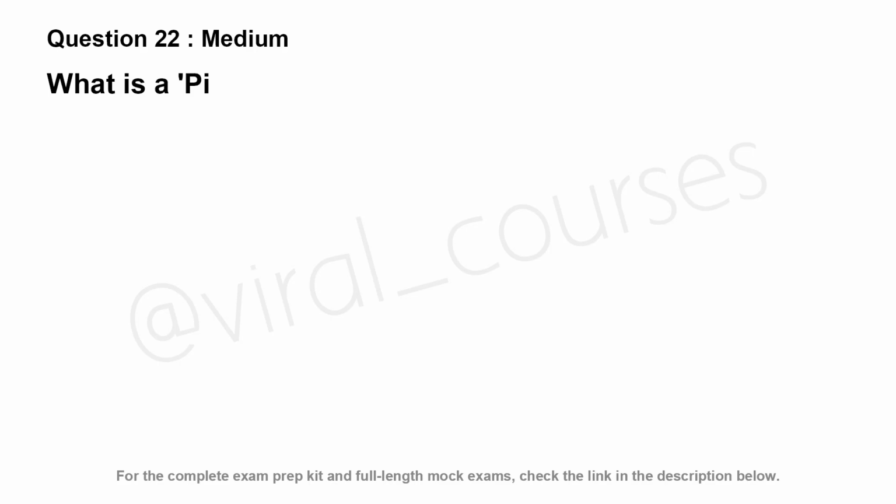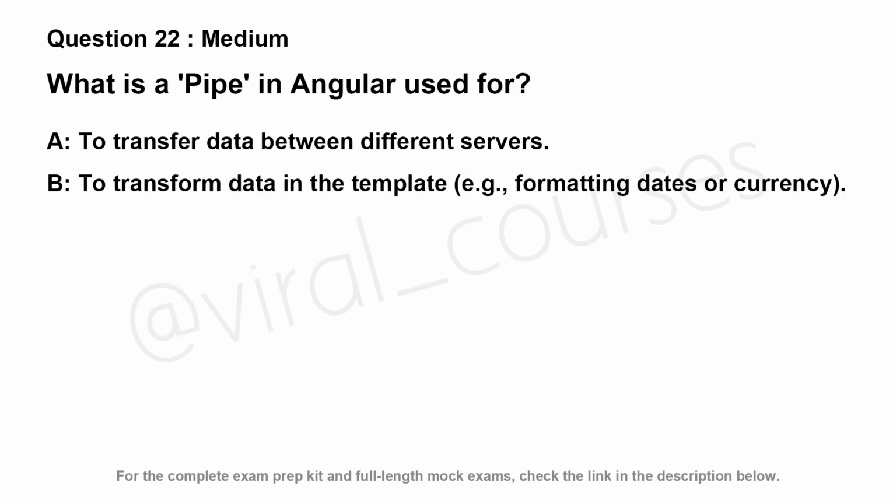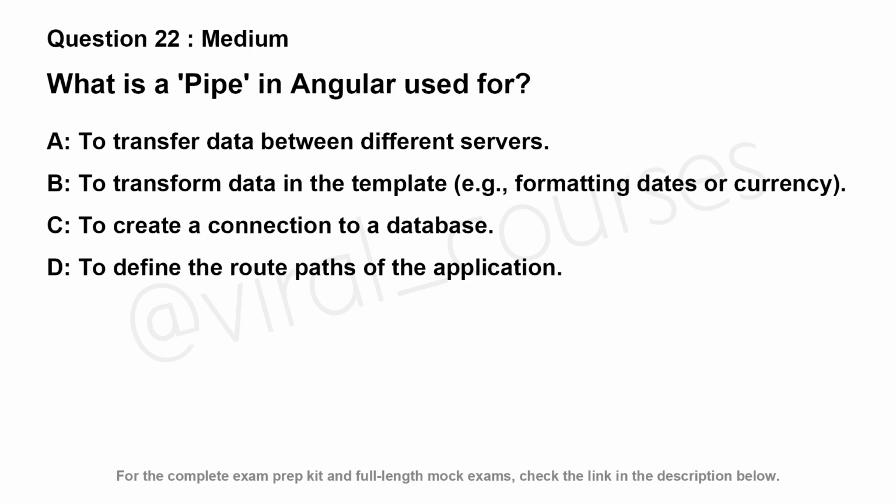What is a pipe in Angular used for? Option A, to transfer data between different servers. Option B, to transform data in the template, e.g., formatting dates or currency. Option C, to create a connection to a database. Option D, to define the root paths of the application.